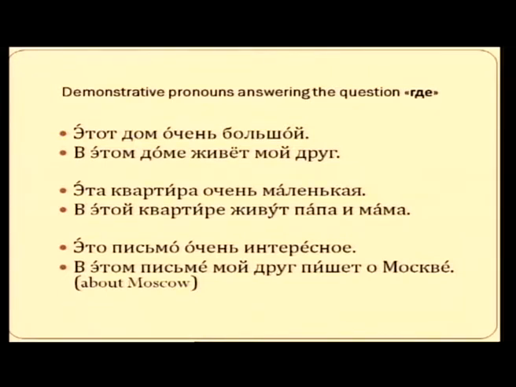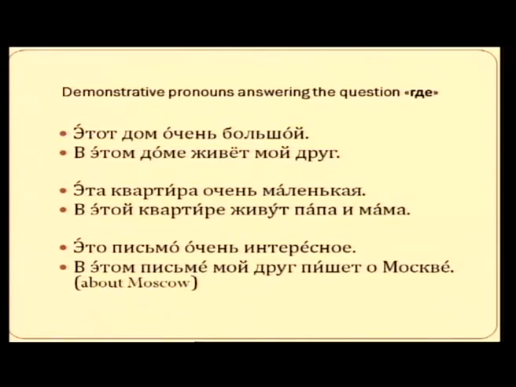Этот дом очень большой. This particular house is very big. В этом доме живет мой друг. In this particular house lives my friend. Feminine gender. Эта квартира очень маленькая. This flat is very small. В этой квартире живут папа и мама. In this flat my father and mother live.